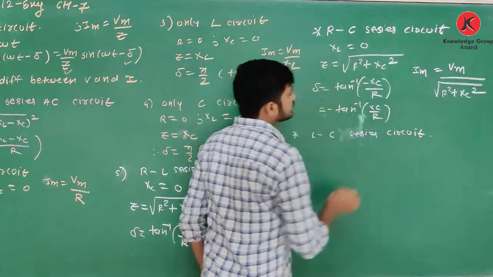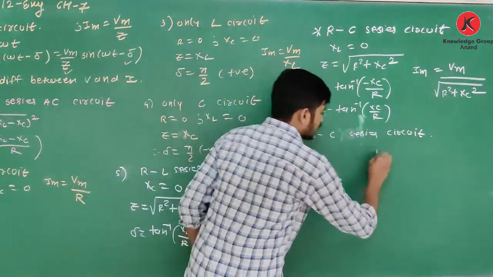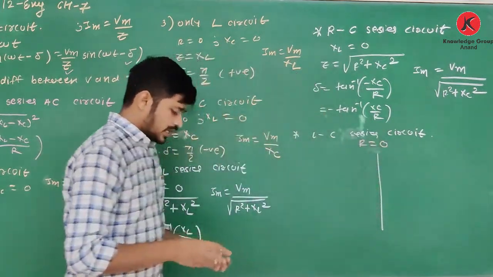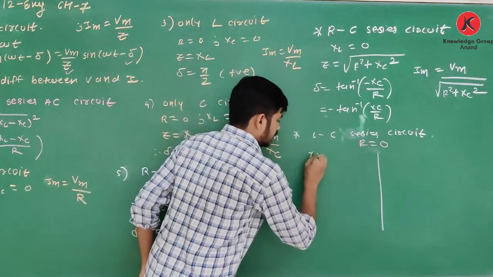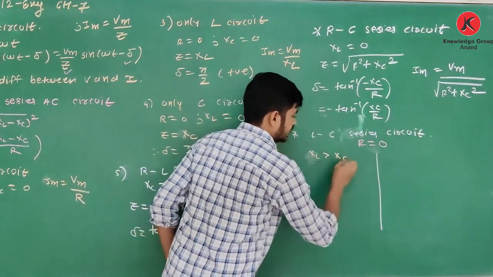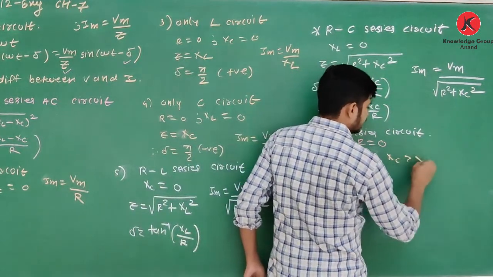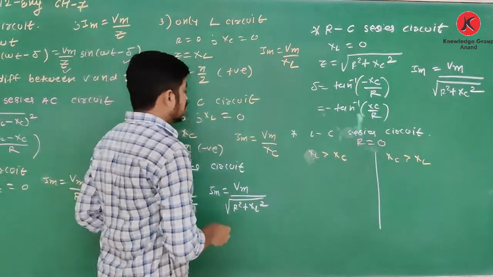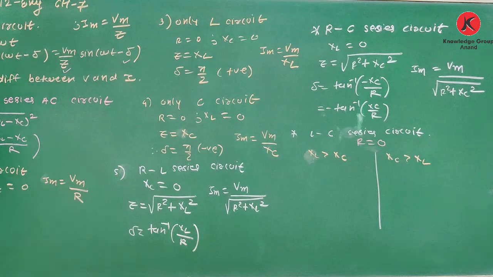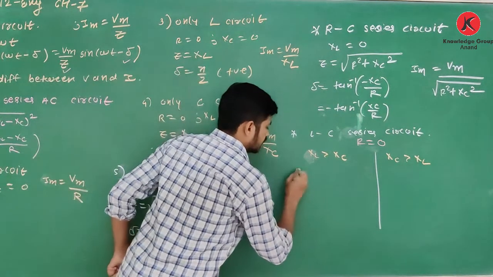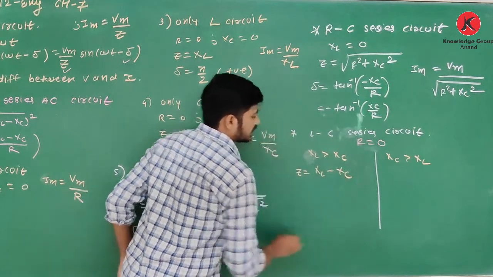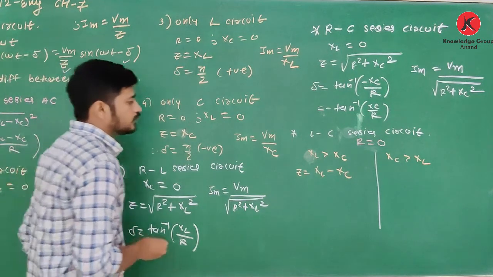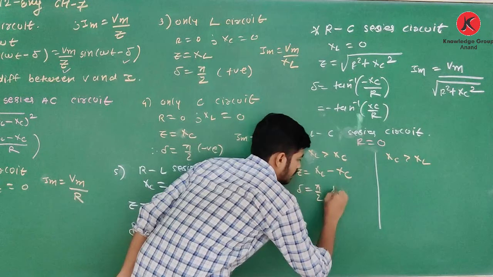In this LC series circuit, R is equal to 0, and we will take two cases: if XL is greater than XC, and if XC is greater than XL. If XL is greater than XC, in the equation of Z, if you put R equal to 0, then Z is equal to XL minus XC. And delta will be positive, pi by 2.